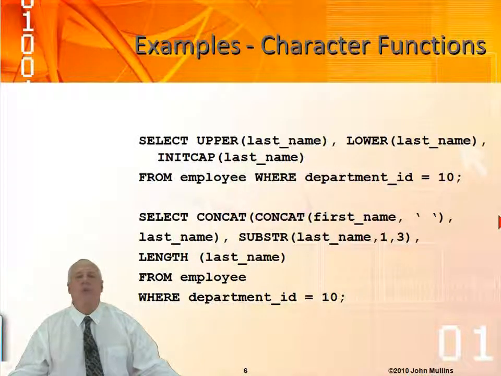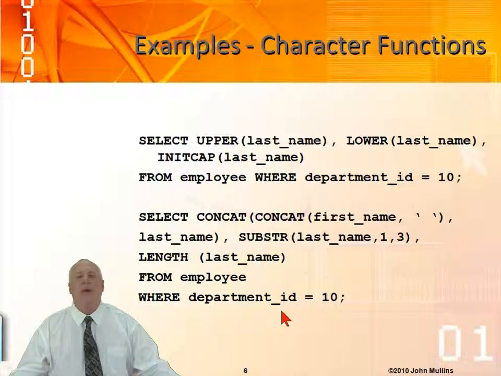All right, let's look at some examples of the ones we just mentioned then. Here's the first one, upper, lower, and initcap. Notice here that we can also use more than one function in one statement, as we did in this first example. We have the upper of last name, the lower of last name, and the initcap of the last name. So what that's going to give us in the result set is all last names in uppercase, all last names in lowercase, and all last names in mixed case for everybody who is in Department 10.